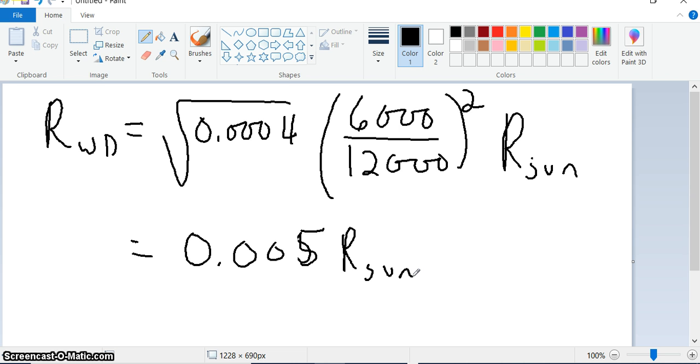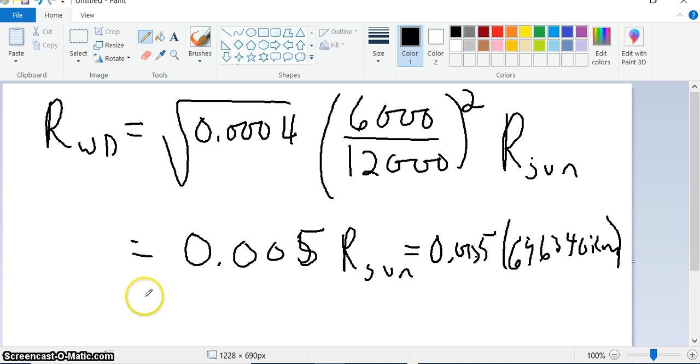Let's see. I think they ask us a couple of other questions. So you could actually put this in. If you know the radius of the sun, which of course we do, you could say, well, what's 0.005 times 696,340 kilometers? Since we know that's the size of the sun, this turns out to be 3,481.7 kilometers. So that's the radius of this white dwarf.